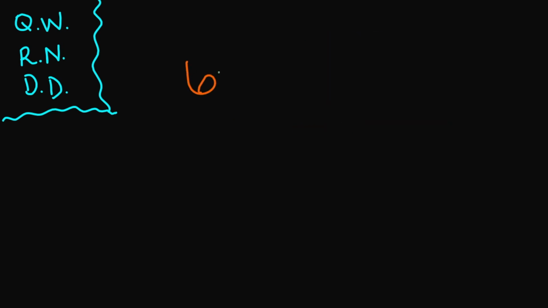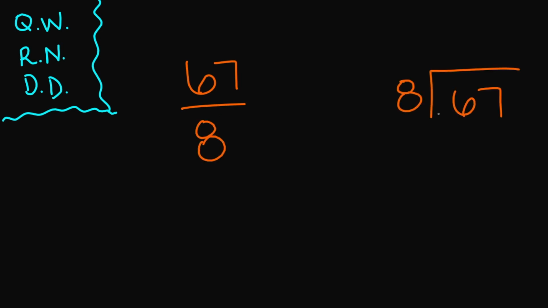Let's try 67 over 8. 8 on the outside, 67 on the inside. 8 goes into 67 8 times. 8 times 8 is 64. 67 minus 64 is going to equal 3.